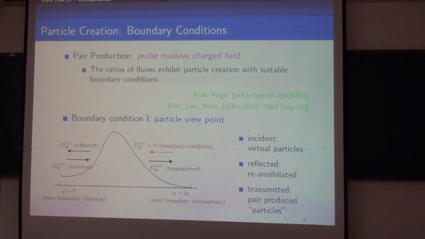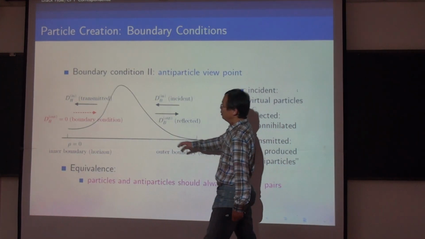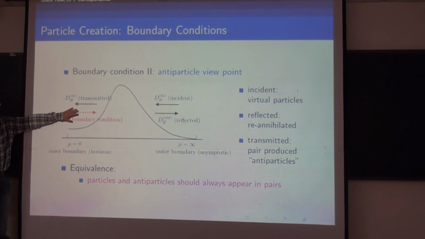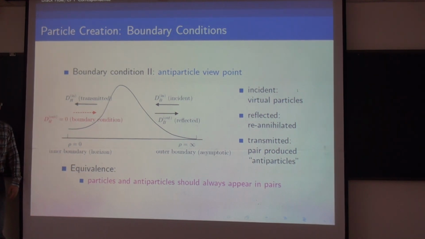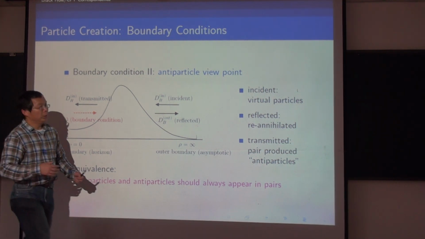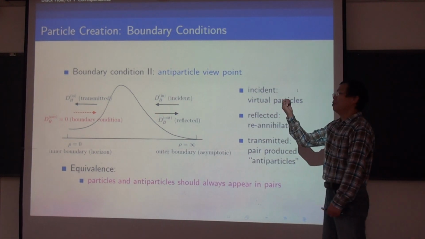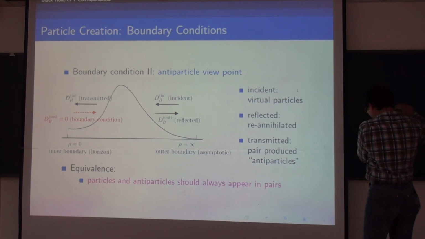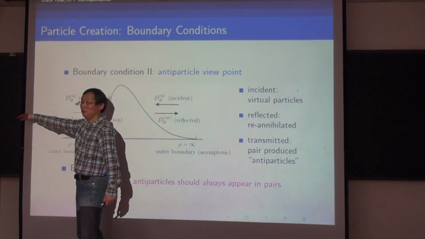But we can also impose another boundary condition. Equivalently, we can impose this other boundary condition, which is equal to 0. But this we should interpret as the view from the antiparticle. The particle produced, the wave escaping from the black hole, is equivalent to some antiparticle moving inside the black hole.